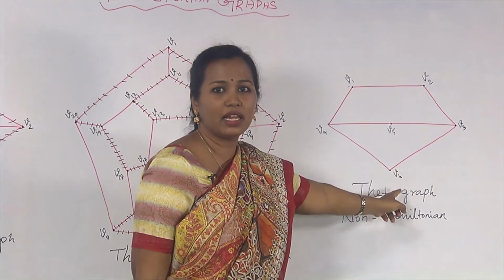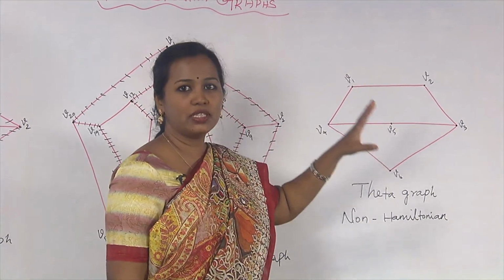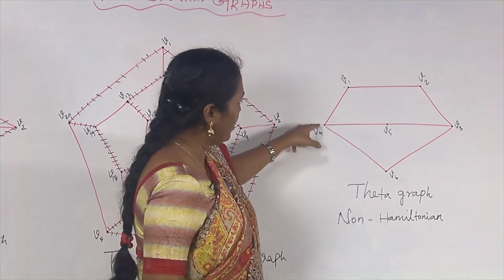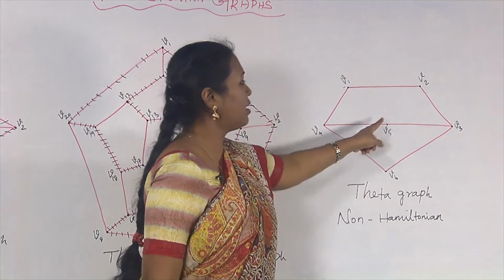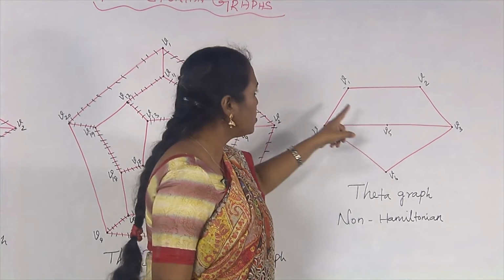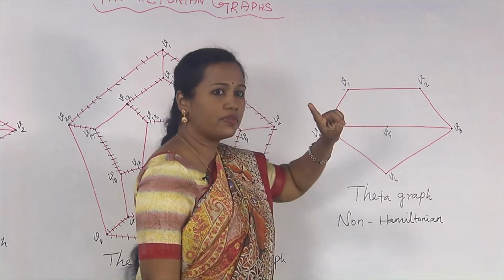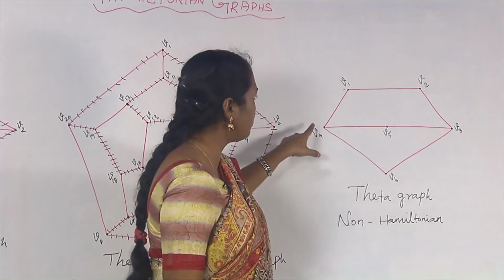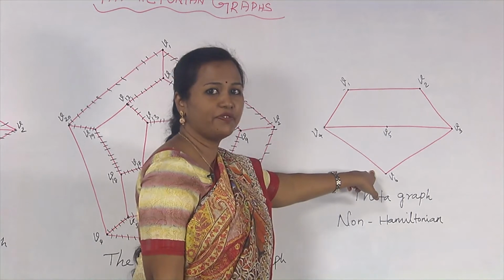So this is an example of a theta graph. Now let us check whether it has a Hamiltonian cycle. If you start with V4, you can go to V1, V2, V3, V6, but still V5 will be left behind. You start anywhere else, you can create a cycle in which one of the vertices will always be left behind, because V4, V5, V3, V2, V1, you have left behind V6.